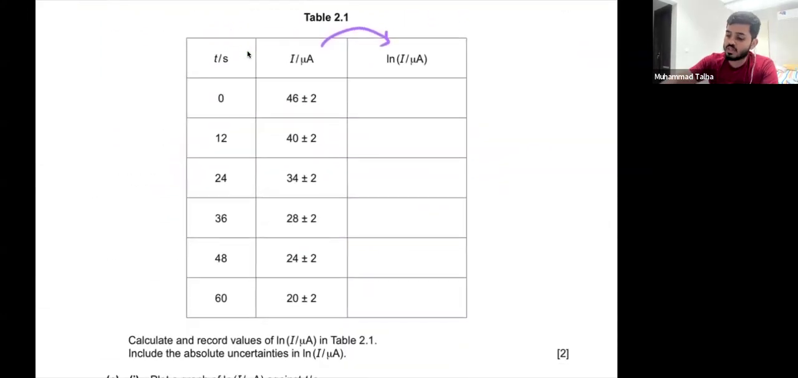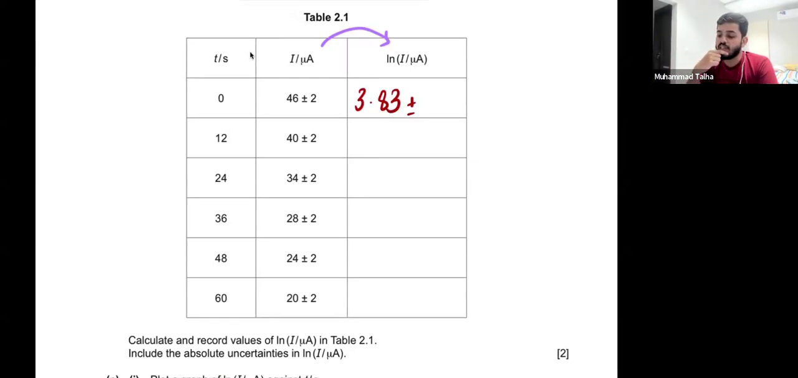Guys, what's ln 46? All right, so ln 46 turns out to be 3 point what? 3.8286. But because this is going to be 2 decimal places now, I'll be writing this as 3.83. So this is one thing that you have to take care of with the ln tables.